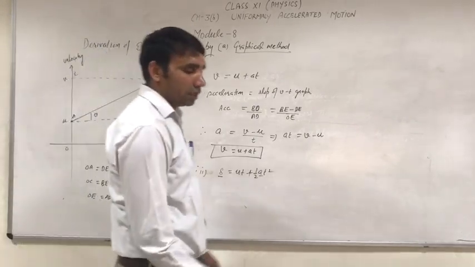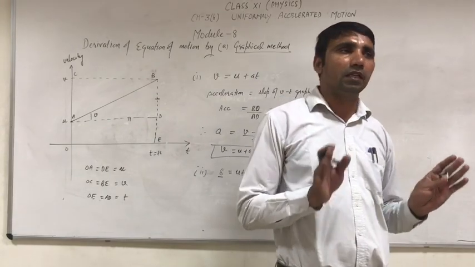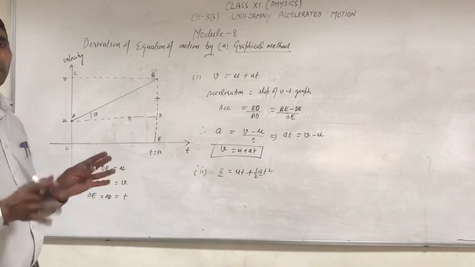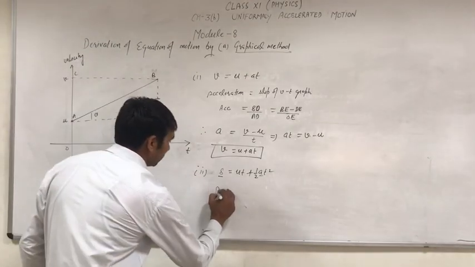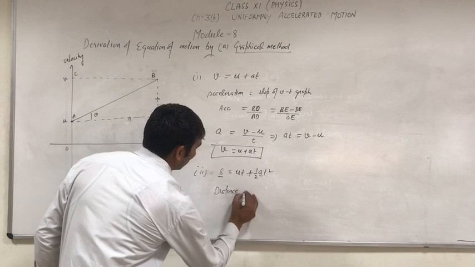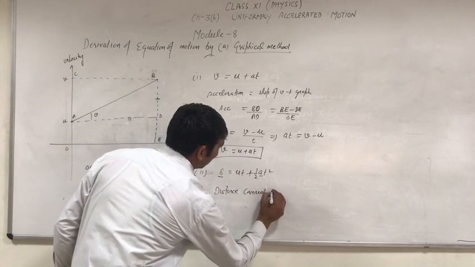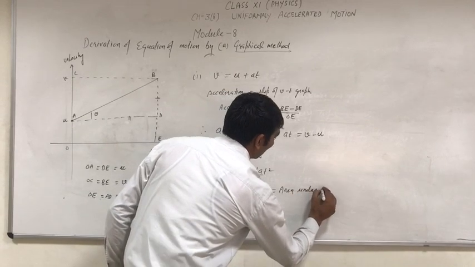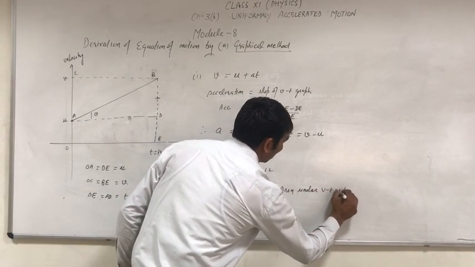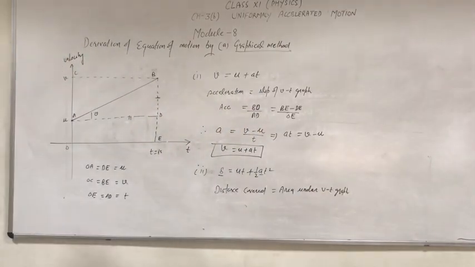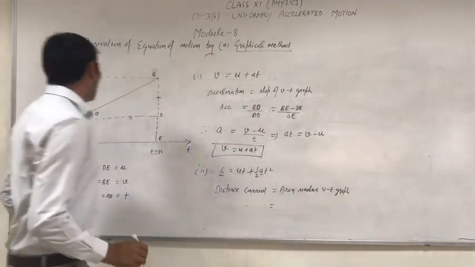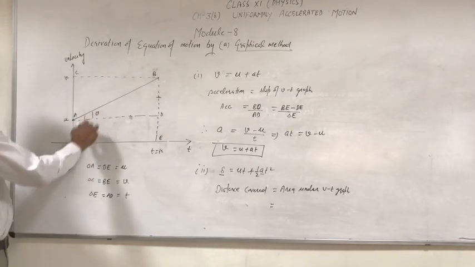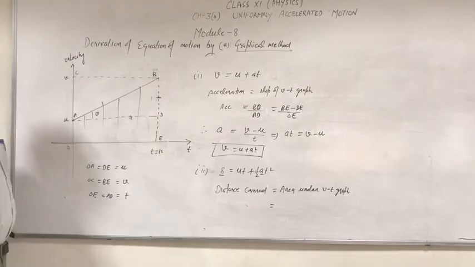As we know, the distance covered by an object in a given time interval is equal to the area under the velocity-time graph. Distance covered is equal to the area under velocity-time graph AB. This area can be divided into parts.